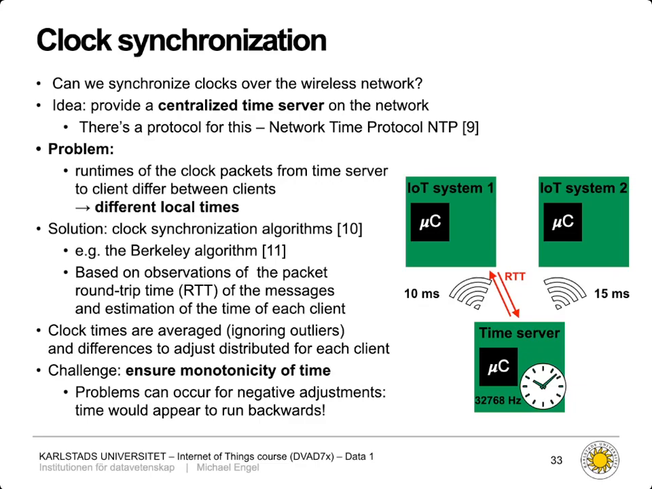So this monotonicity in time is something that we have to take care of because negative adjustments confuse so much software, not only when we switch from summer to winter time, but especially then. Time would appear to run backward, and software just isn't made for this. So this is a very simple method that actually works pretty well for given amounts of time where these assumptions hold, that the round trip time can be halved and that the round trip time is relatively constant over our network.